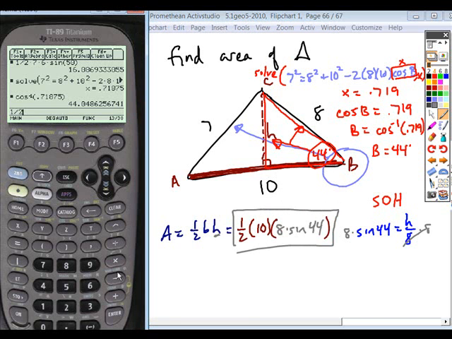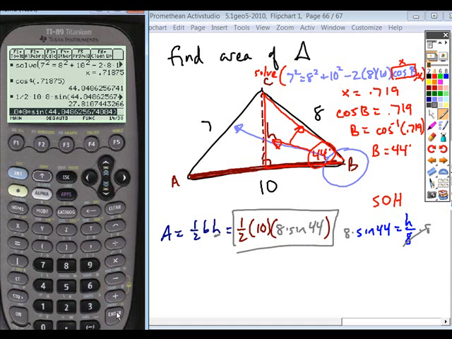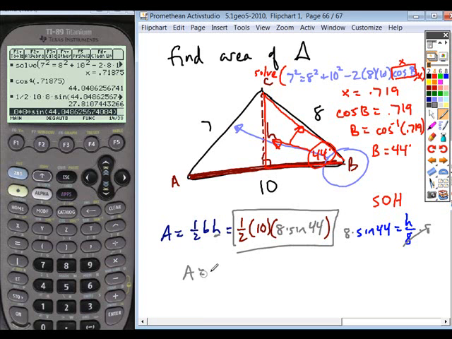So 1 divided by 2 times 10. Again, I understand you can do that with a mental calculation and save a moment or two. I just want you to see where all the pieces come from. Times 8 times the sine of... Now, don't just write 44. We need to use the exact answer. So we'll enter, highlight it from up above. Now I've entered it as a decimal, so my answer will be in decimal form. And I get my overall area for this triangle to be 27.81 square units. And so that would be my final answer.